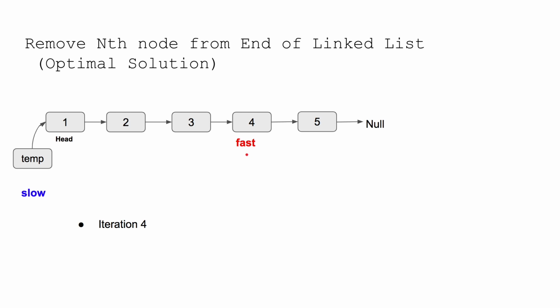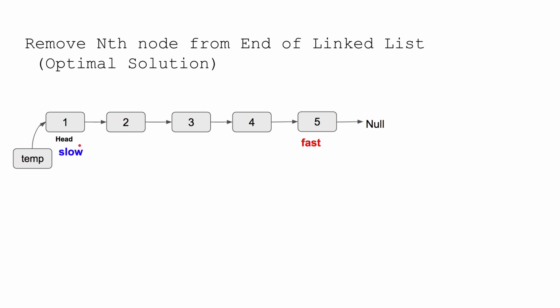After this step, we need to move both slow and fast pointers by 1 step until the fast pointer reaches the last node. Here our slow pointer is at the temp node and the fast pointer is pointing to the node with the value 4. Now after 1 step, we will have the slow pointer at the first node and the fast pointer at the last node. Now we can notice that the slow pointer is pointing to the previous node of the node which needs to be deleted, right?